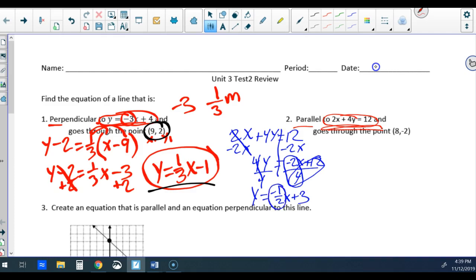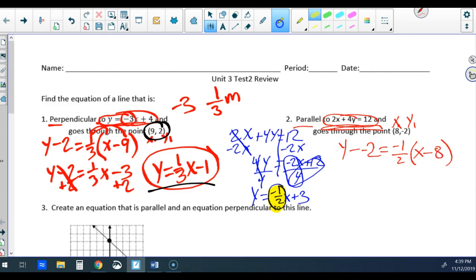I have to have the same slope, so that is my m there. I'm going to use that for my m. I'm going to highlight it. Now, y minus y1. They give me the x1 and the y1, so y minus negative 2 equals negative 1/2 times x minus negative 8. That's a plus, I'm going to fix that. So y plus 2 equals, distribute, negative 1/2 x, negative 1/2 times negative 8 is positive 4.